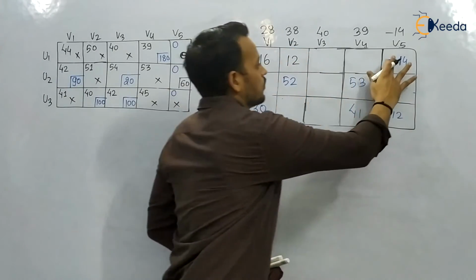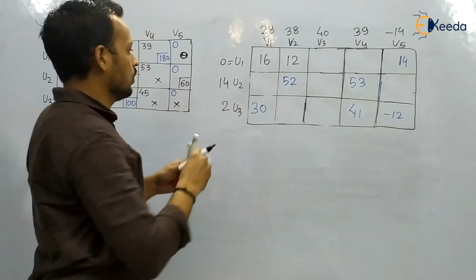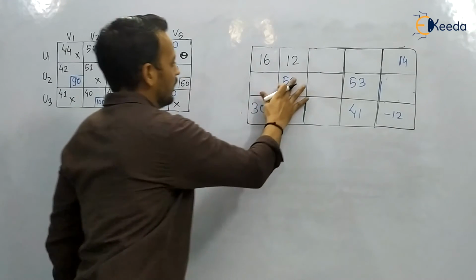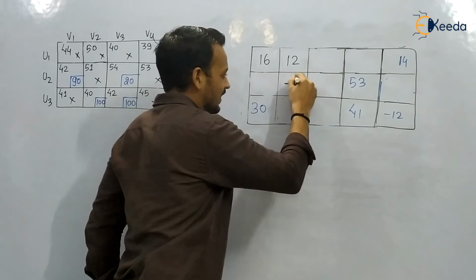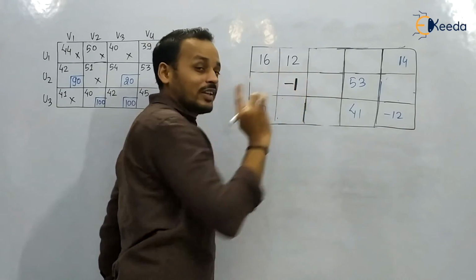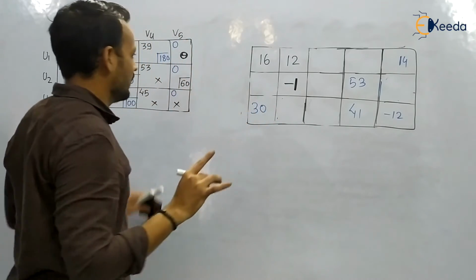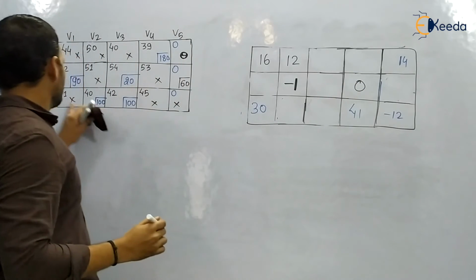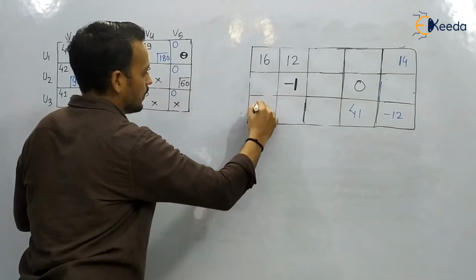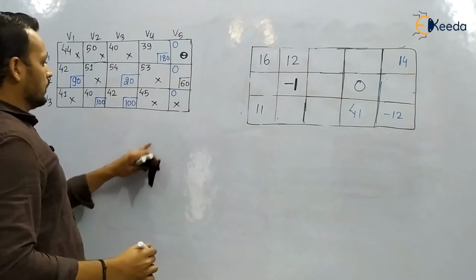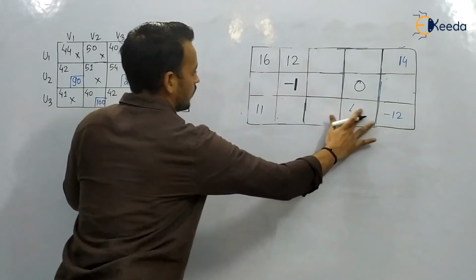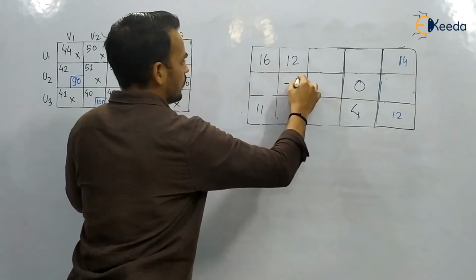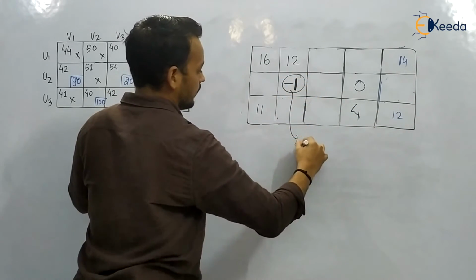0 minus of minus 14, so it will become plus 14. Okay, you can remove this. Now 51 minus 52, this is going to become minus 1. Okay, it means we have got negative value, so this is not the optimal. 53 minus 53, it is going to be 0. 41 minus 30, this is going to be plus 11. 54 minus 41, this is going to be plus 4, and 0 minus of minus 12, this is going to be plus 12. So this is going to be the identified cell.